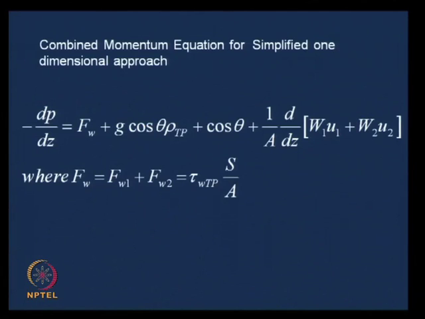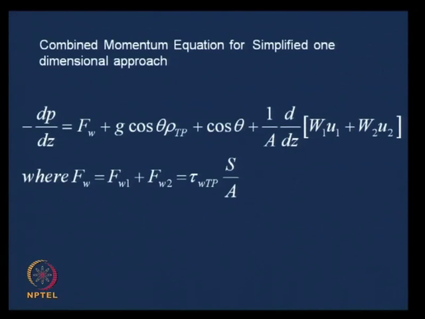We were discussing that a large number of empirical correlations have been proposed for this purpose. The basic thing of these empirical correlations is that we have relaxed one particular assumption of the homogeneous flow model, and we assume that the two phases are flowing at different velocities.